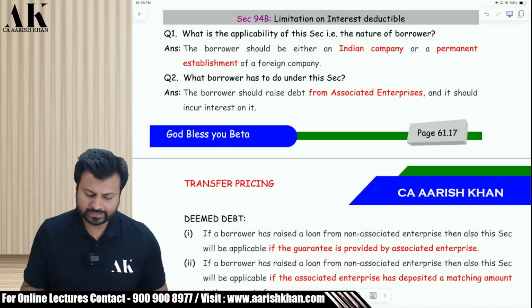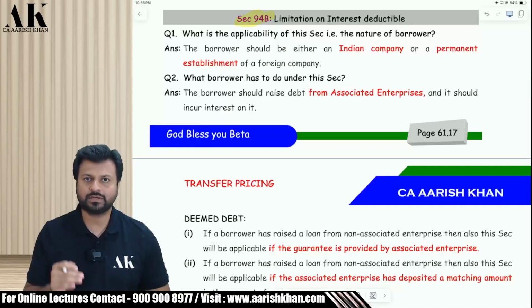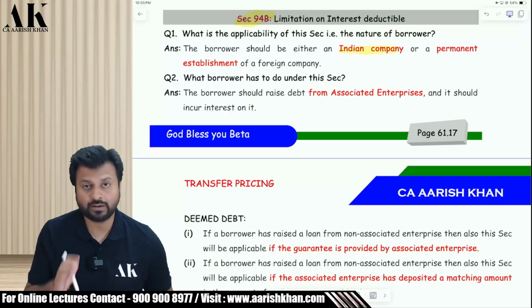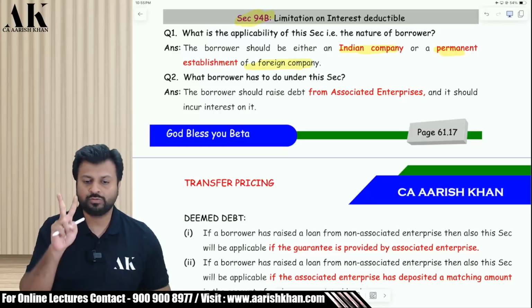Now let's move on to the next section, which is again a very important section, limitation of interest, where the government is going to limit your interest to a particular percentage. They are not going to give you a deduction of more than a particular percentage. Now, this section is applicable to whom? The borrower has to be an Indian company or a permanent establishment of a foreign company. The borrower has to be either of the two persons.